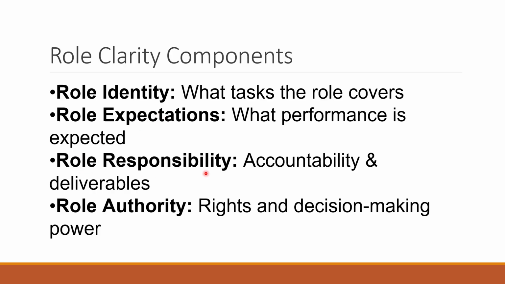Then the role responsibilities, wherein the clear responsibilities that the member is accountable for are taken care of. So here we are talking about accountability and deliverables, and that is role responsibility. And then there is role authority, which means what decisions the member can make and what permissions they need to take from the higher authorities. So rights and decision-making power is nothing but the role authority.